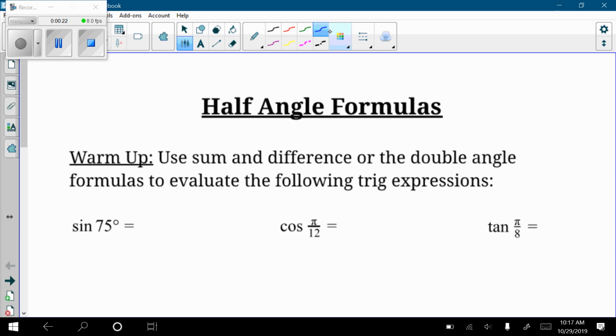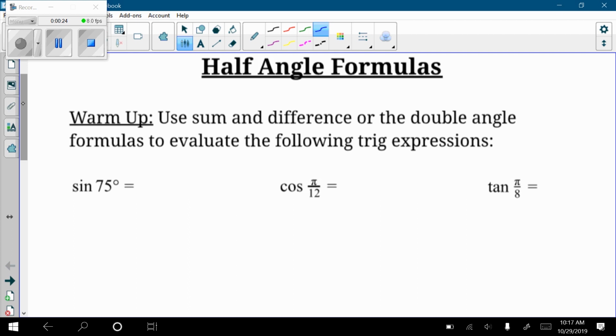All right, so we're going to start by just quickly going over the sum and difference and double angle identities that you learned the last few classes. Remember, those formulas will be given to you, but I want you to use those to try and evaluate these three things, and we'll go through that together.